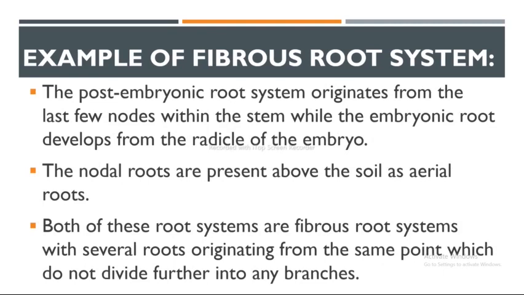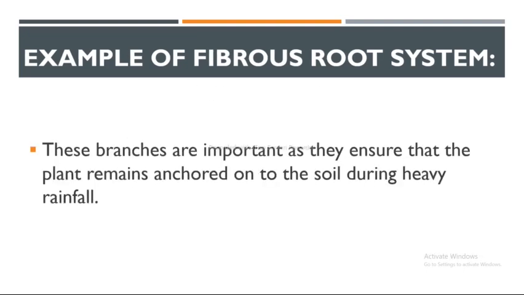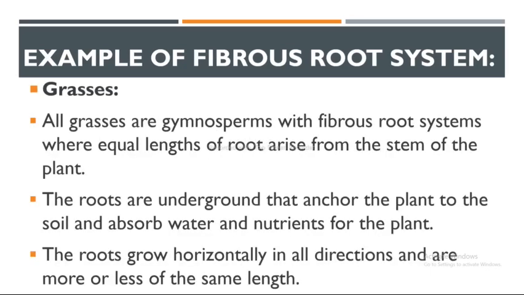The post-embryonic root system originates from the last few nodes within the stem, while the embryonic root develops from the radicle of the embryo. The nodal roots are present above the soil as aerial roots, and most of these root systems are fibrous root systems with several roots originating from the same point, which do not divide further into any branches. These branches are important as they ensure that the plant remains anchored to the soil during heavy rainfall. So next I am going to discuss the example of the fibrous root system, that is the grasses.